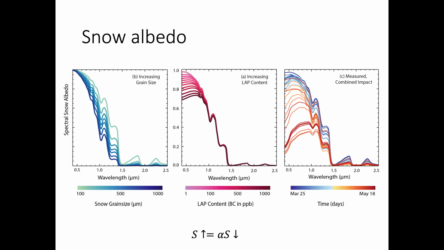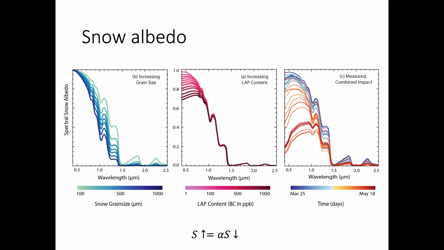So let's talk more about snow albedo. Here I show the figures of snow with different grain sizes on the left, snow with different amounts of impurities in the center, and the combination of the two on the right. For all graphs, the x-axis is the wavelength and the y-axis is the spectral albedo, or albedo at each wavelength.